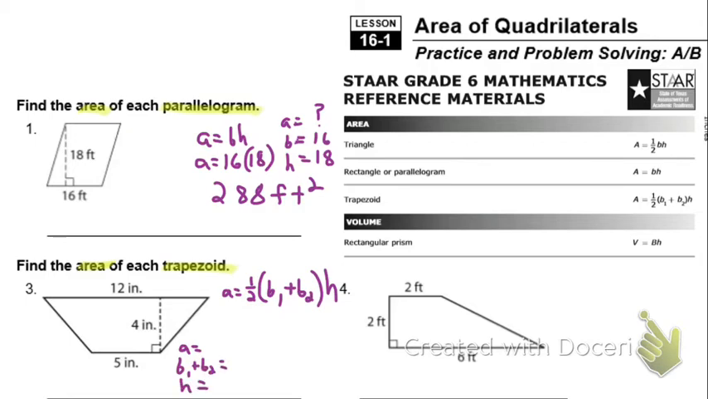All right, so here, ladies and gentlemen, we don't know what the area is. The sum of both bases is 12 plus 5, which is 17, and the height is 4. So now we have everything that we need. Substitute those values into the formula here. Half of 4 is 2, times 17 is 34 inches squared.